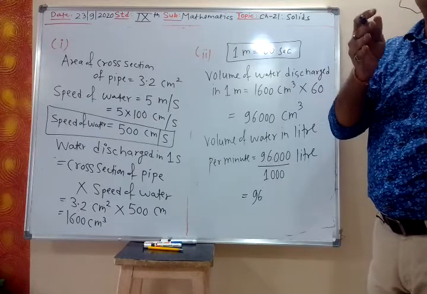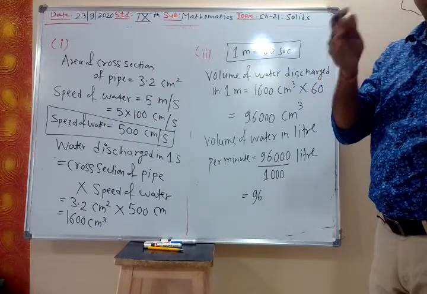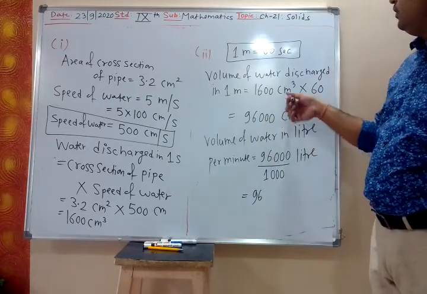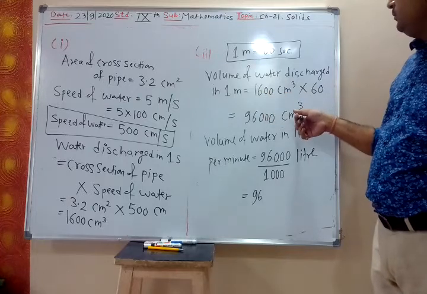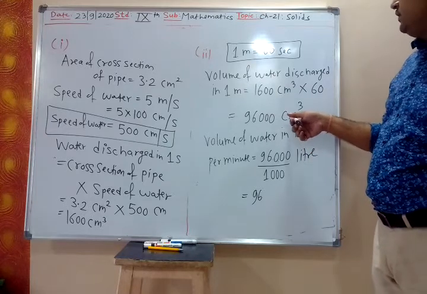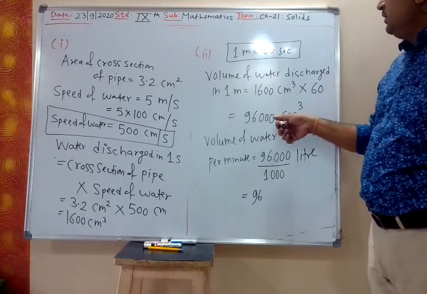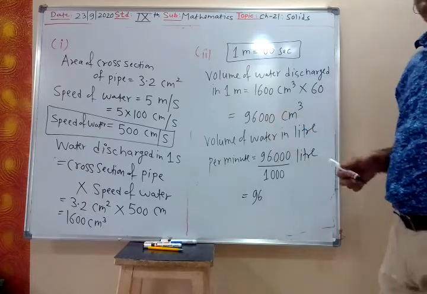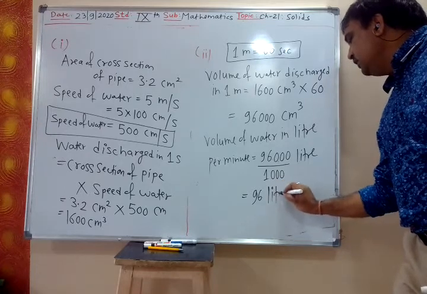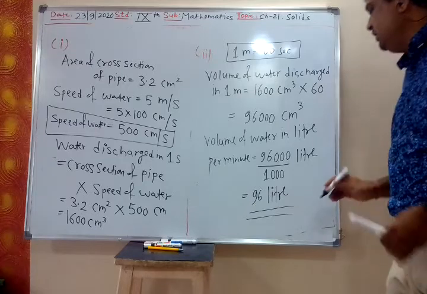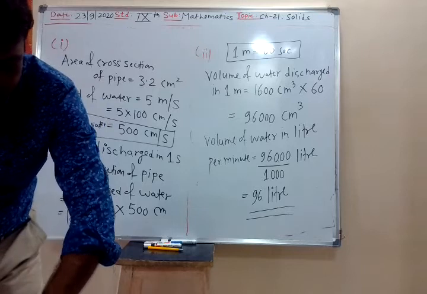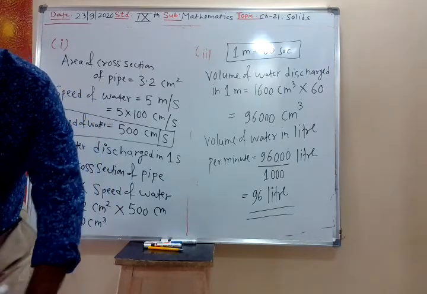See, for centimeter we take milliliter. So 96,000 centimeter cube of water flows through that pipe. When you want to convert this 96,000 centimeter cube into liter, for centimeter we consider milliliter. So in 1 liter, how many milliliter is there? 1000. So divide by 1000, you will get liter. So in 1 minute, how much water is discharged? 96 liter. 96 liter of water is discharged through this pipe in 1 minute.